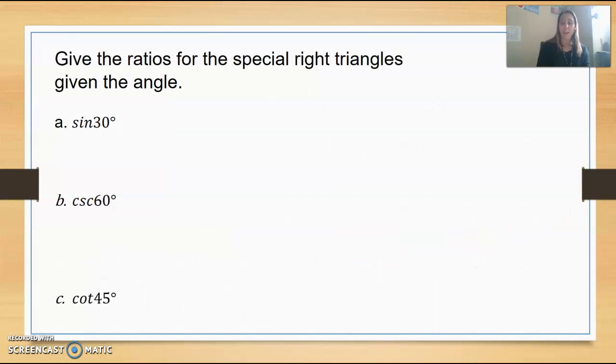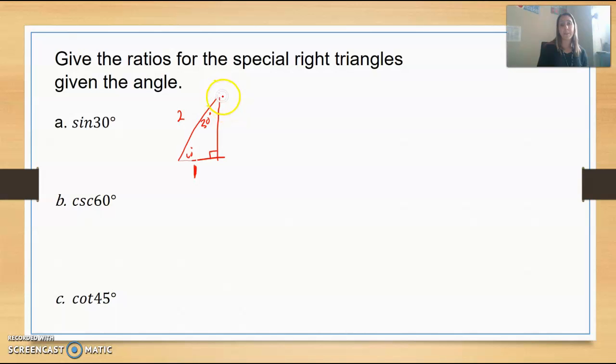So here is an example of what I might ask you. On the test, I will say, give me the sine of 30 degrees. So if it's 30 degrees that you're looking for, you know that you need to draw that 30, 60, 90 triangle. Thing to remember is the hypotenuse is always 2. I'm going to go ahead and make this 60 and make this 30.